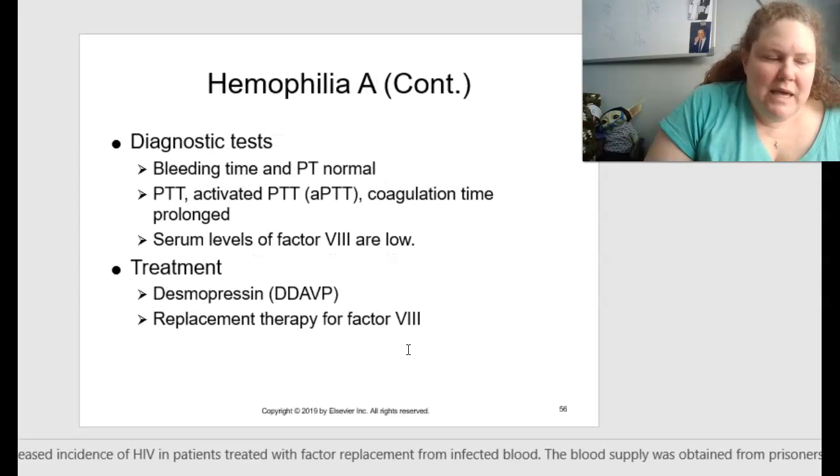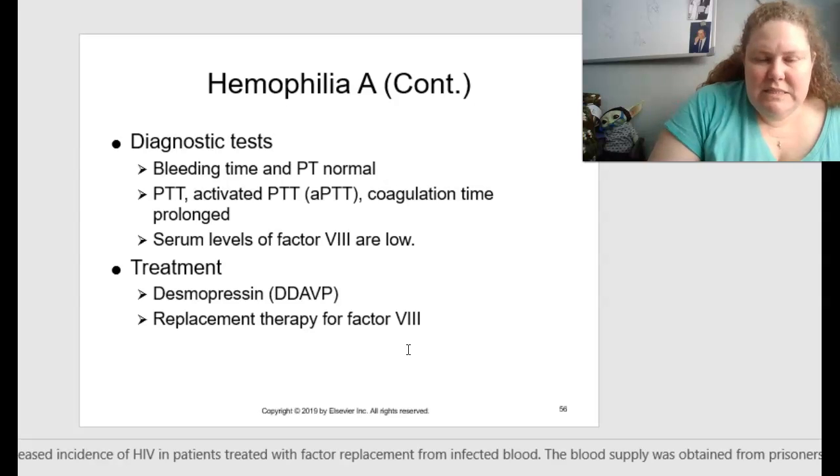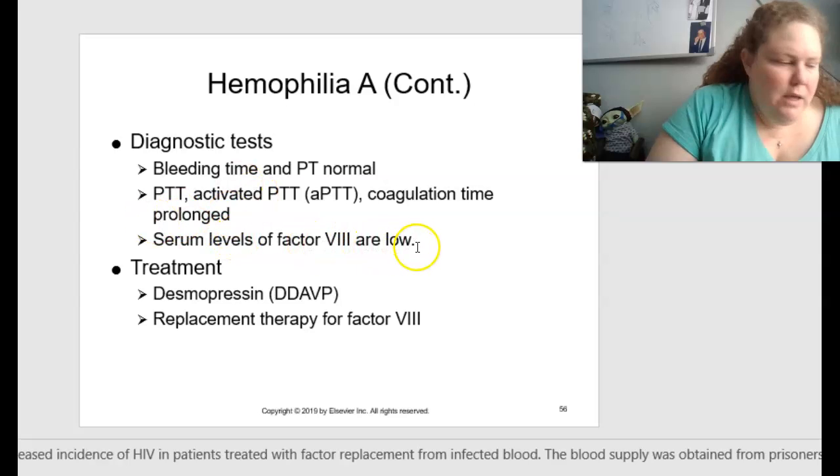So how would we diagnose these? This is on page 205. We are going to measure bleeding time and PT, and those should be normal. Then the PTT, the activated PTT, as well as the coagulation time are going to be prolonged, and the serum levels of factor 8 are low.